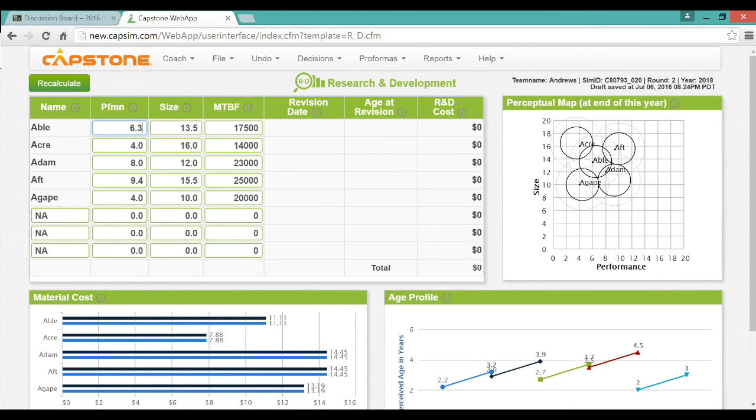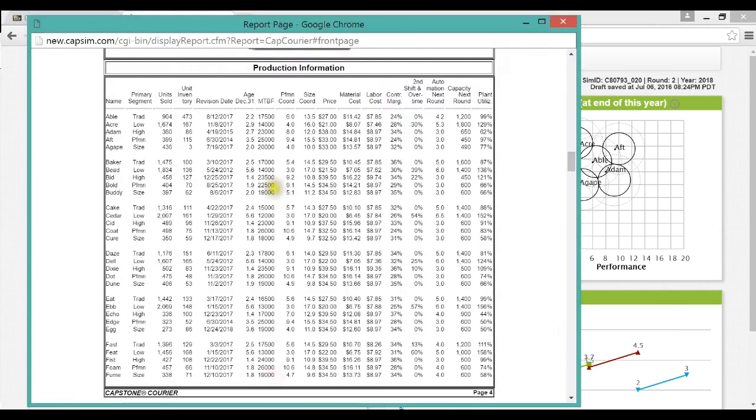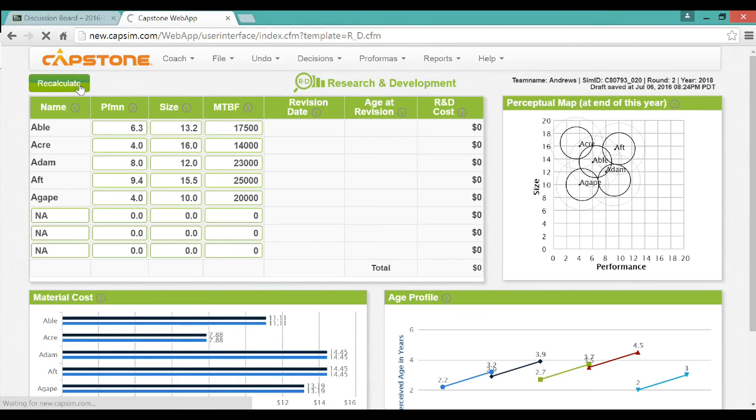So we want to continue trying to improve our product, so I'll increase the performance by a little. I'll decrease the size by a little. And let's go back and take a look at the mean time before failure. And it looks like I'm already on the high side. So just to save money, I won't change that this time. And if you want to, you can click recalculate after each one, or you can click recalculate at the very end after you change everything.